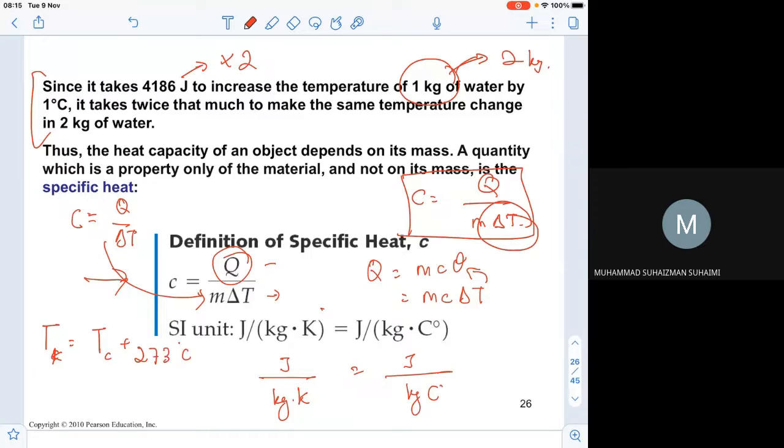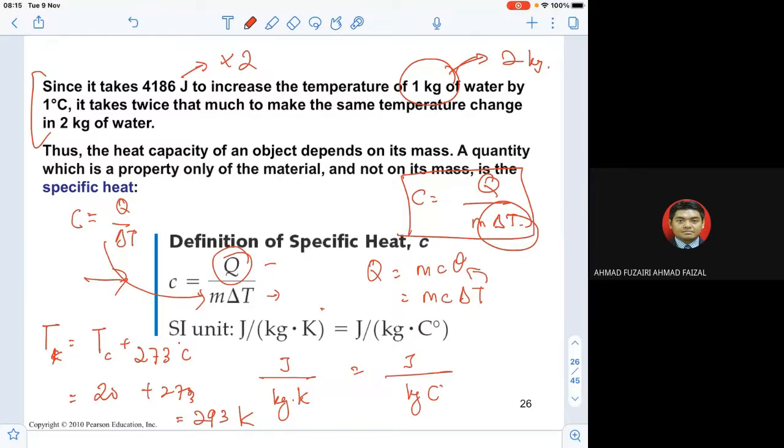If you want to convert it to Kelvin, you just need to add 273. So, let's say you want to add 20 to 273: 20 degrees Celsius is equivalent to 293 Kelvin. The difference between a final temperature in Kelvin and an initial temperature in Kelvin will be equal to the final temperature in Celsius minus the initial temperature in Celsius.